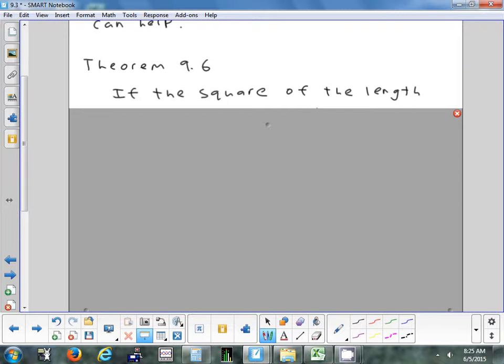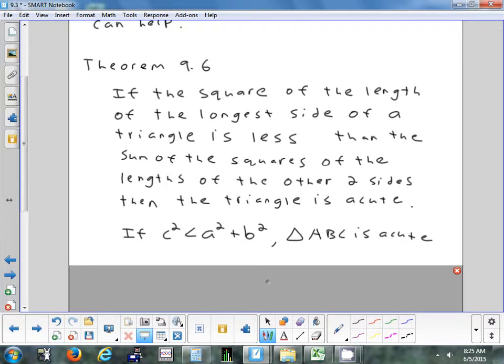Okay, so I'm going to write the theorem out in words, but then down below I put the equation, which I think is a lot shorter to copy. Okay, so theorem 9.6. The first part of it says, if you square the longest side in the triangle, and it comes out less than the sum of the squares of the other two sides, then it's acute. So if you square the hypotenuse, and it comes out less than the sum of the squares of the other two sides, that's an acute triangle. So if c squared is less than a squared plus b squared, it's acute.